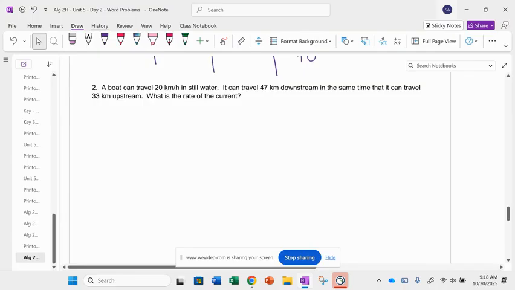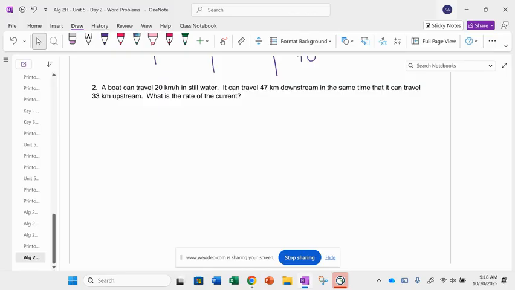All right, number 2. A boat can travel 20 kilometers per hour in still water. It can travel 47 kilometers downstream in the same time that it can travel 33 kilometers upstream. What is the rate of the current?